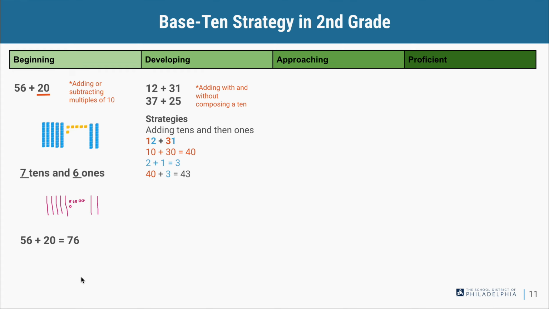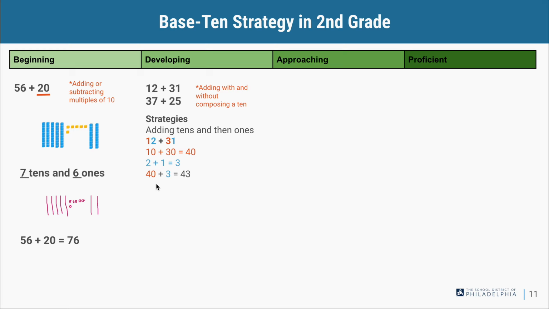So in the example 12 plus 31, students would identify that 12 as 10 and 2 ones. This can be supported directly with the Base 10 blocks if they have a solid foundation in representing 12 as 1 10 rod and 2 ones. And 31 similarly is broken apart into 30 and 1. And then students add the tens, add the ones, and add them all together.